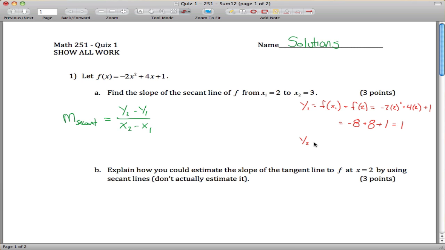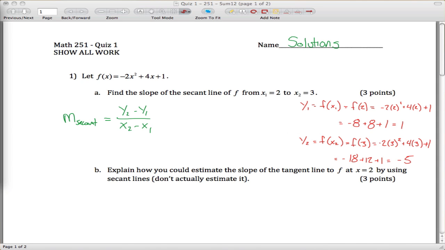Do that same thing. y2 is f of x2, which is f of 3. Okay, now we replace all the x's in our equation with 3's. So let's see, 3 squared is 9 times negative 2, negative 18. 3 times 4 is 12, plus 1. Let's see, that's negative 6 plus 1 is negative 5.